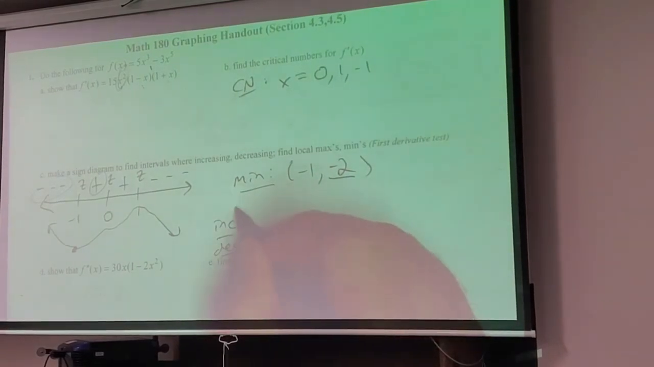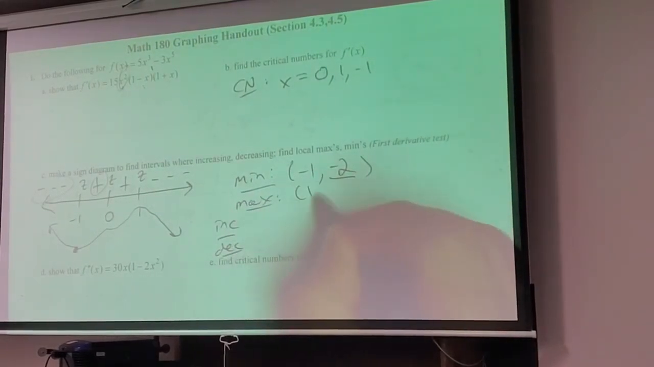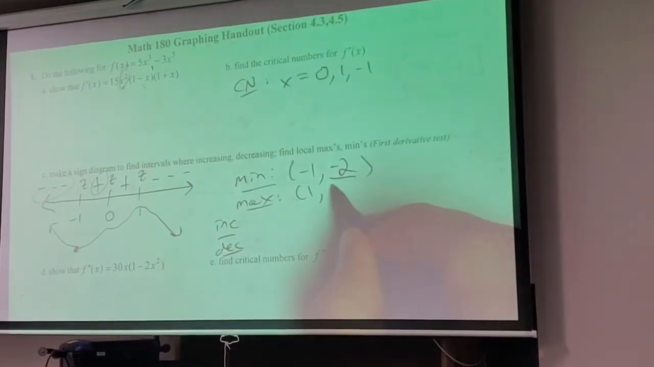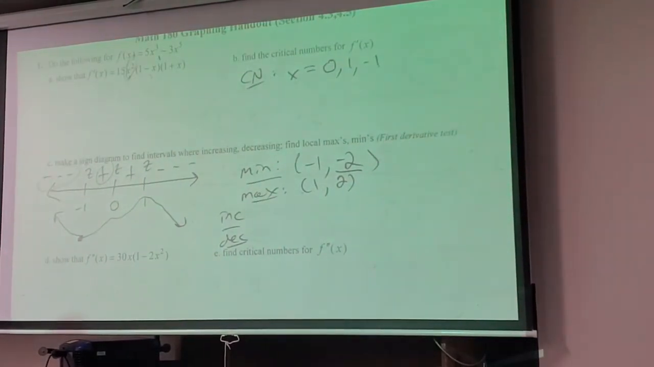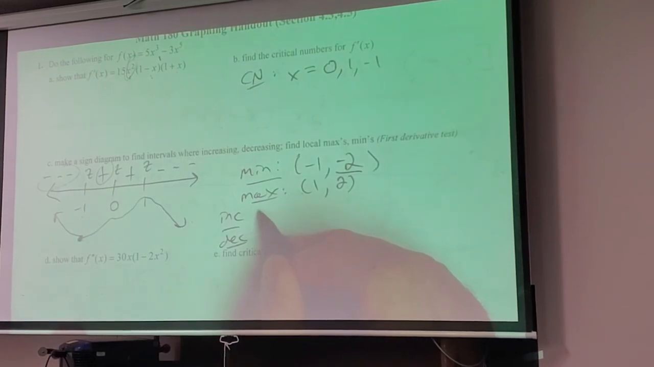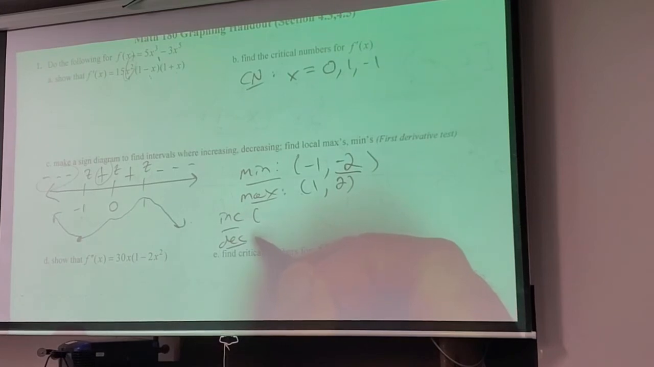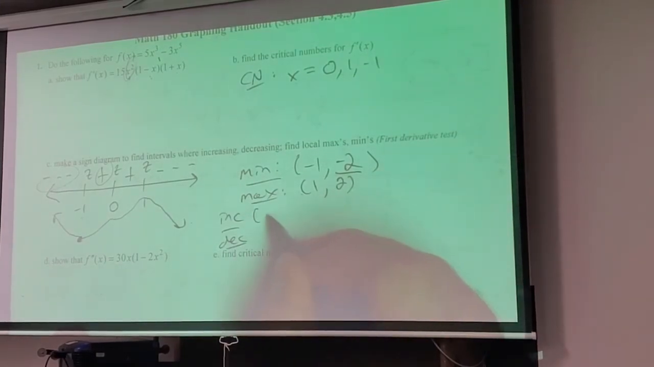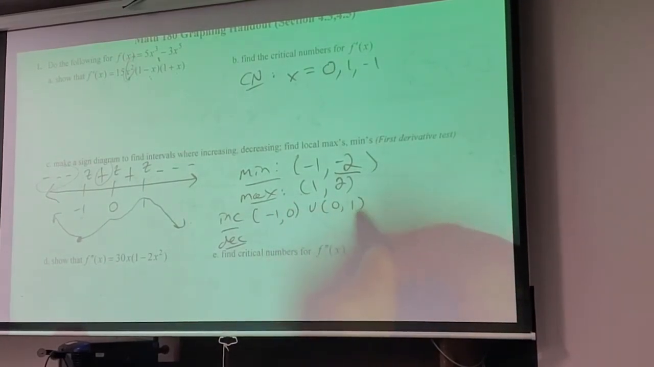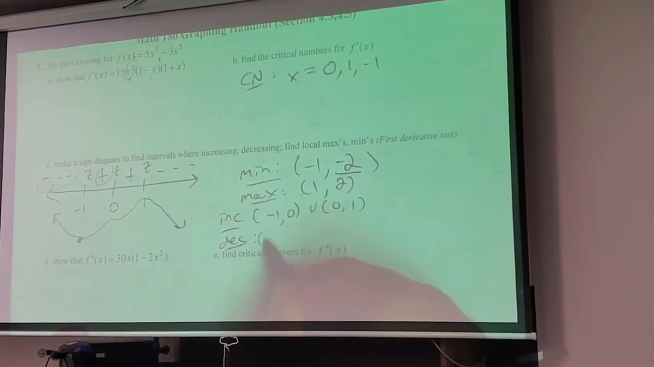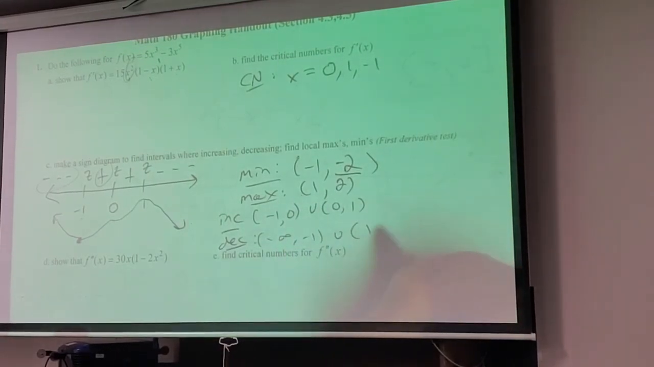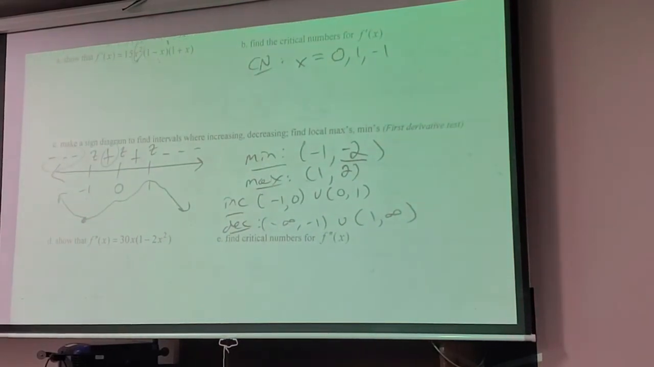And what's the max? Yeah, at 1, and of course that'll be 2. I like it. It's always nice. Can I say increasing from -1 to 1? No. Why? At 0, is it increasing? No. It's flat. So increasing from -1 to 0, union with 0 to 1, and of course decreasing outside of there. Let me stop for a minute.